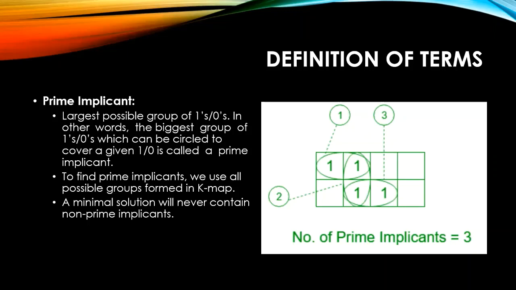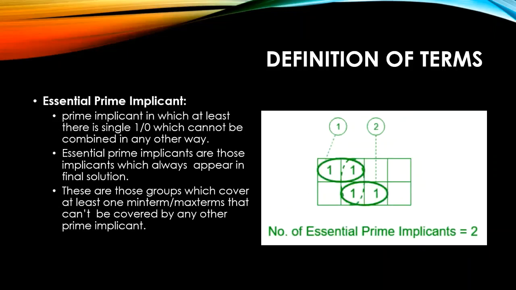Later I'm going to have examples of how to determine the prime implicants based on a given kernel map. After determining the prime implicants of the given kernel map, we could derive the essential prime implicants.